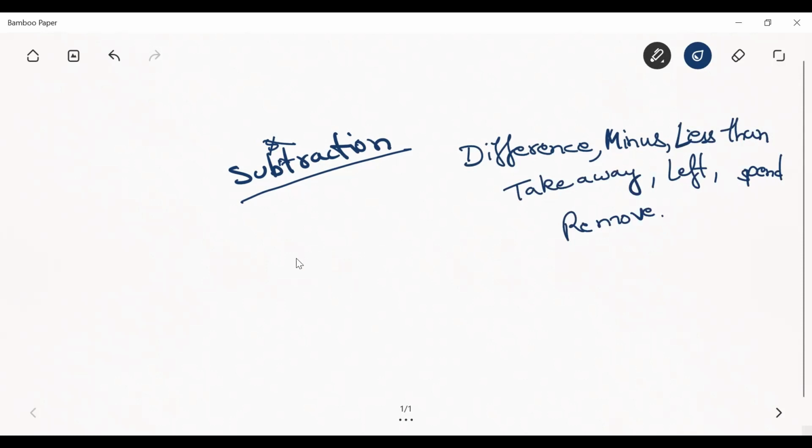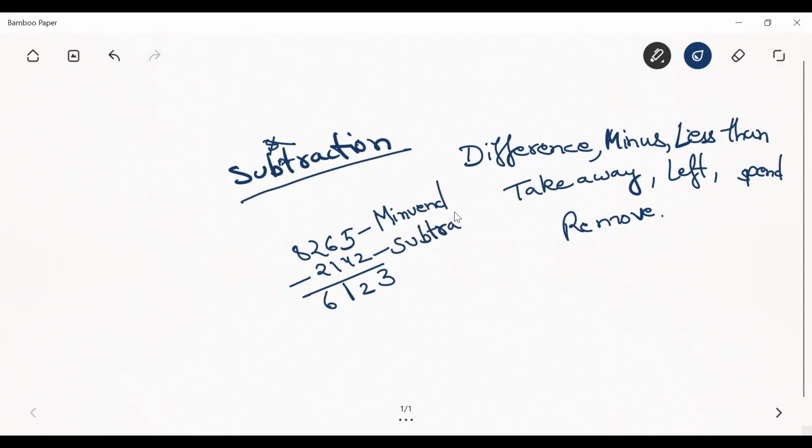Now, when we subtract, suppose the number is 8265 minus 2142. What we get is 6123. What are these called? The first one is called minuend, the second one is called subtrahend, and the third one is called difference. This is minuend. This is subtrahend. And the answer is difference.